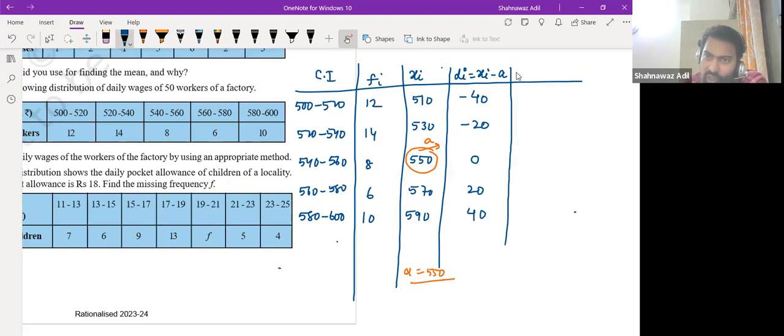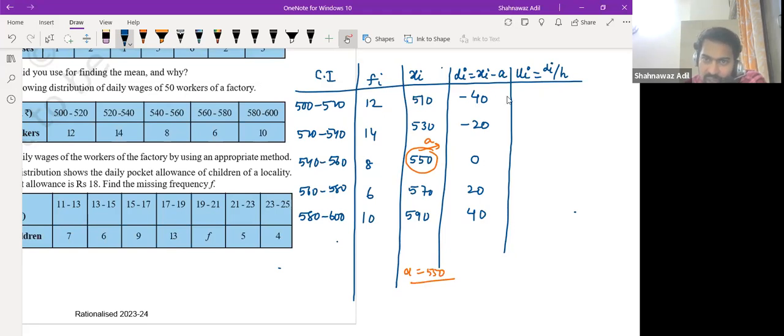Now I calculate ui, right? So ui is di by h. So class size is 20. You are doing the step deviation method, right? Yeah, because that is simpler than this one. So that is why I'm using this. Okay, so class size is 20, right?